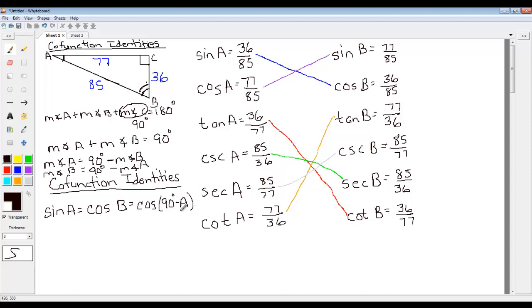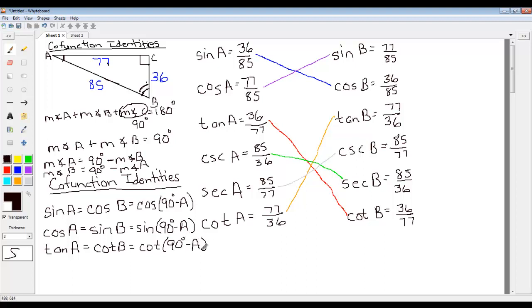We could go through for each one and do this. We can say, well, we know cosine of A is the same thing as sine of B. So that's going to be the same thing as saying sine of 90 degrees minus A. We know tangent of A is the same thing as cotangent of B. So we can say it's the same thing as cotangent of 90 degrees minus A. We know cosecant of A is the same thing as secant of B. So we could go ahead and write that as secant of 90 degrees minus A.